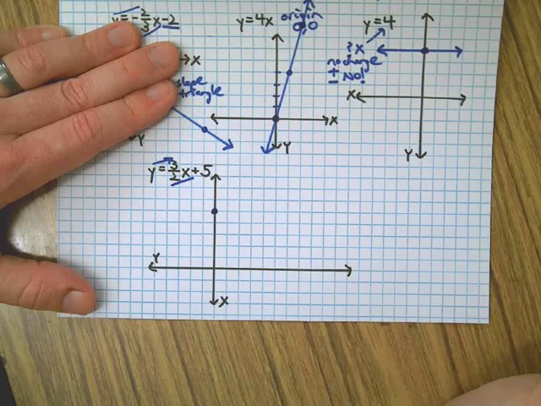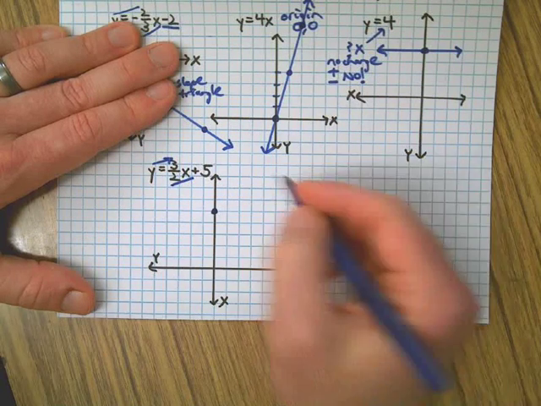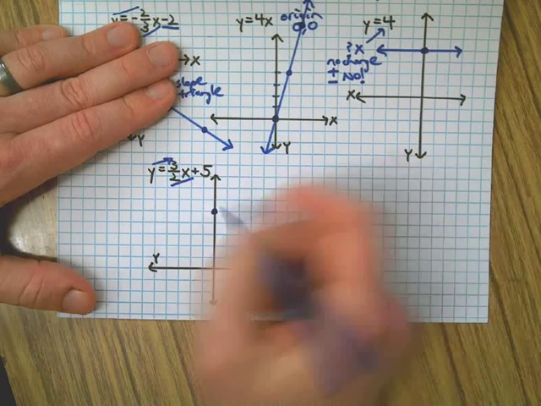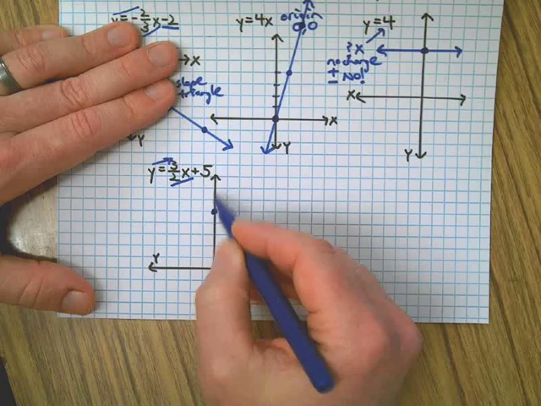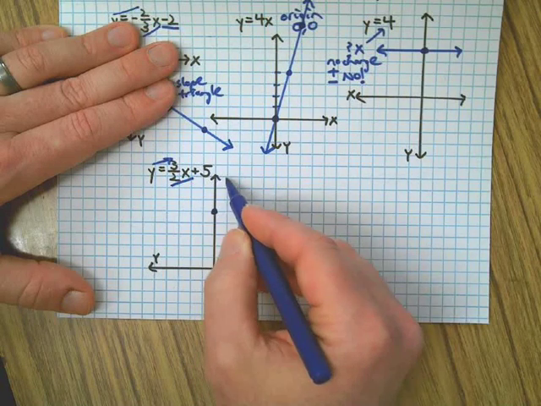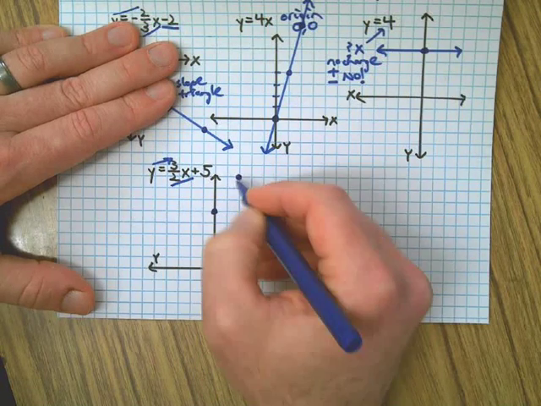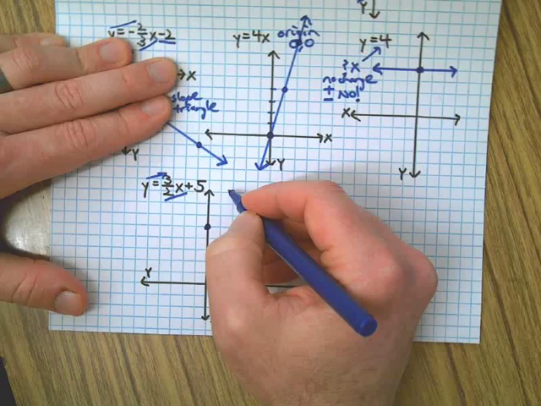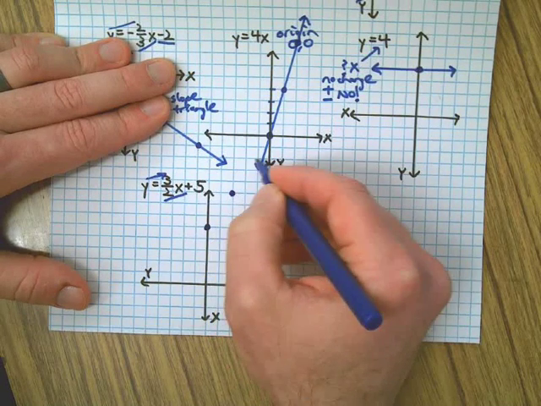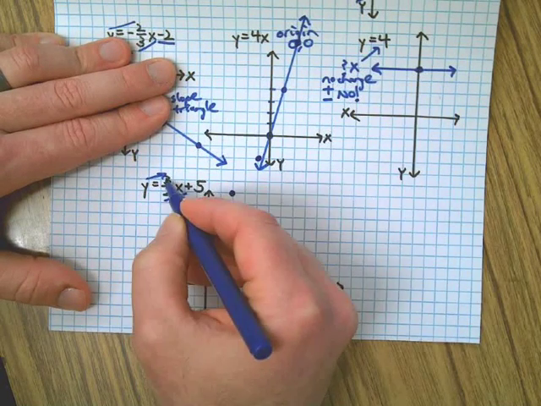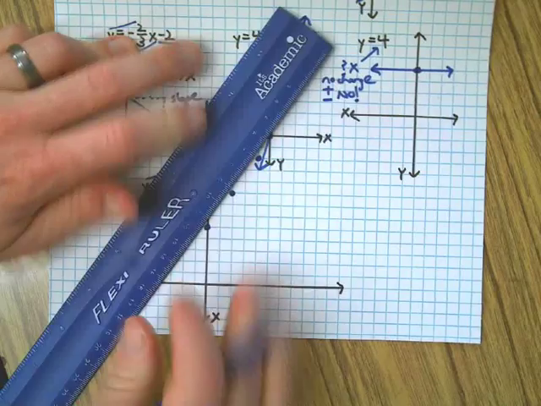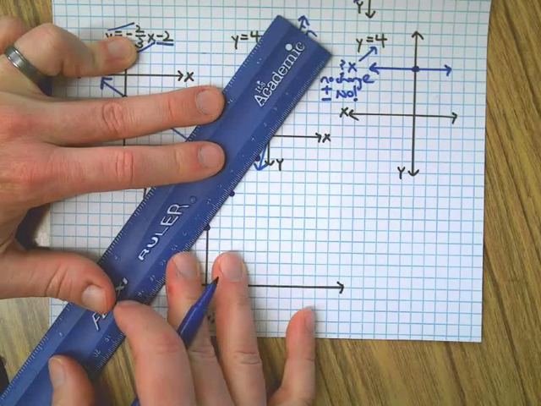Y goes up 3, 1, 2, 3, but it takes 2 x's for that to happen. Here's some more poor planning for you. Y goes up 3, 1, 2, 3, 2 x's, right? Y goes up 3, 2 x's.